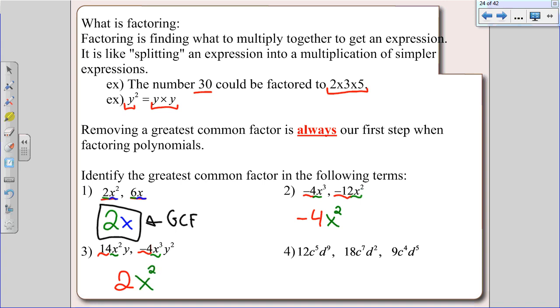Then I look at my Y's. So my Y's are a whole separate part. I have Y to the power of 1 and Y to the power of 2. So the most number of Y's would be what, Aaliyah? 1. You got it right. So 1 Y could go into both of those. That thing right there is called my GCF. All we're doing in this moment is identifying what our GCF is.